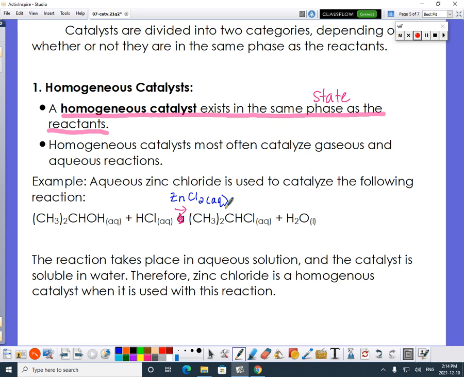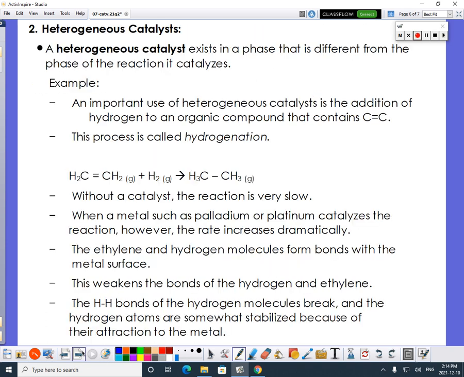Probably not all solids. Solids generally are very boring in reactions. It's more likely that a solid will be a heterogeneous catalyst, like the example we're going to talk about in a second. Okay, so then heterogeneous is in a different phase.